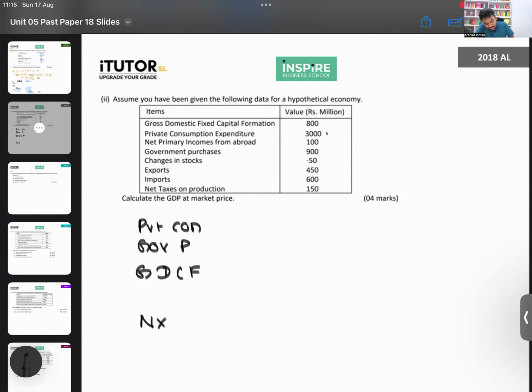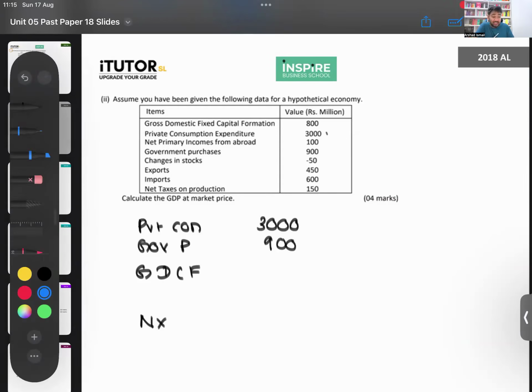Private consumption, 3,000. Government purchases, 900. Gross domestic capital formation, they haven't given, right? They have given the components. Gross domestic fixed capital, change in inventory. Have they given change in value? No. So 800 minus a 50, this is 750. How did this come? 800 minus 50.